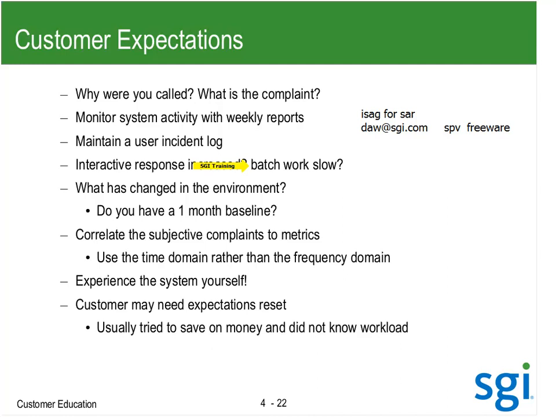In my analysis, the first thing I want to do is, has anything changed in the environment? Do I have a one-month baseline? What has changed? And I'm going to try to correlate subjective complaints to the metrics. So, for example, I've got one situation where there is a 30-second stall in OpenVault, and we're trying to narrow down in the time domain what's happening during that 30-second stall. And we're actually, when it's stalling, firing up a sysrq trigger t to look at the tracebacks whenever those stalls occur. And right now it's looking like an XFS log routine that is always there during the stall.